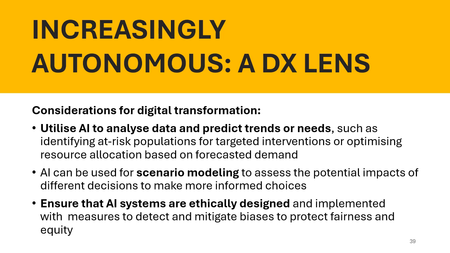Considerations. We can utilize AI to analyze data and predict trends or needs. So this might mean identifying at-risk populations for targeted interventions or optimizing resource allocation based on forecasted demand. It can be very useful for scenario modeling to assess the potential impacts of different decisions to make more informed choices. But on the flip side, we need to make sure that AI systems are ethically designed to protect fairness and equity.